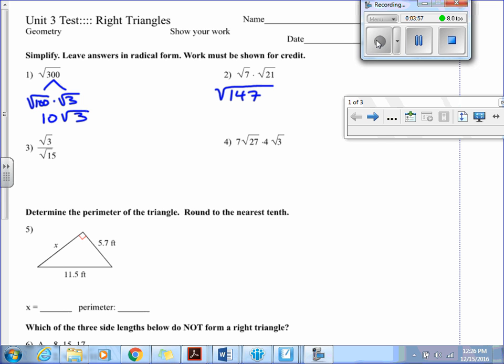So, like Jordan, remember how you were asking me? When I break this up, I'm going to write it as the square root of 49. So I still have to have that square root in there times the square root of 3.